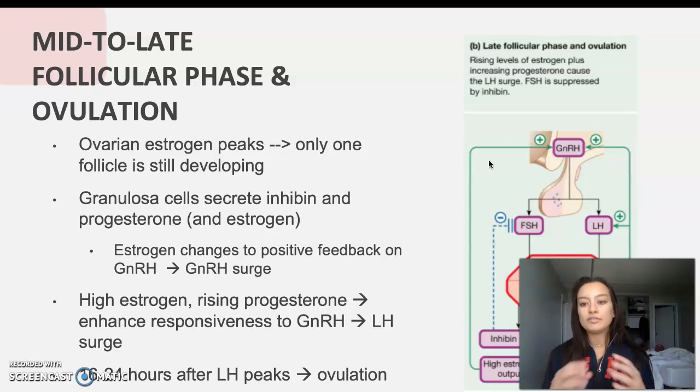So ovulation is when the follicle in the ovary releases an egg. And so the follicle will remain in the ovary, but the egg, surrounded by a few layers of granulosa cells, will be taken up by the fimbriae and brought into the fallopian tube and then the uterus.